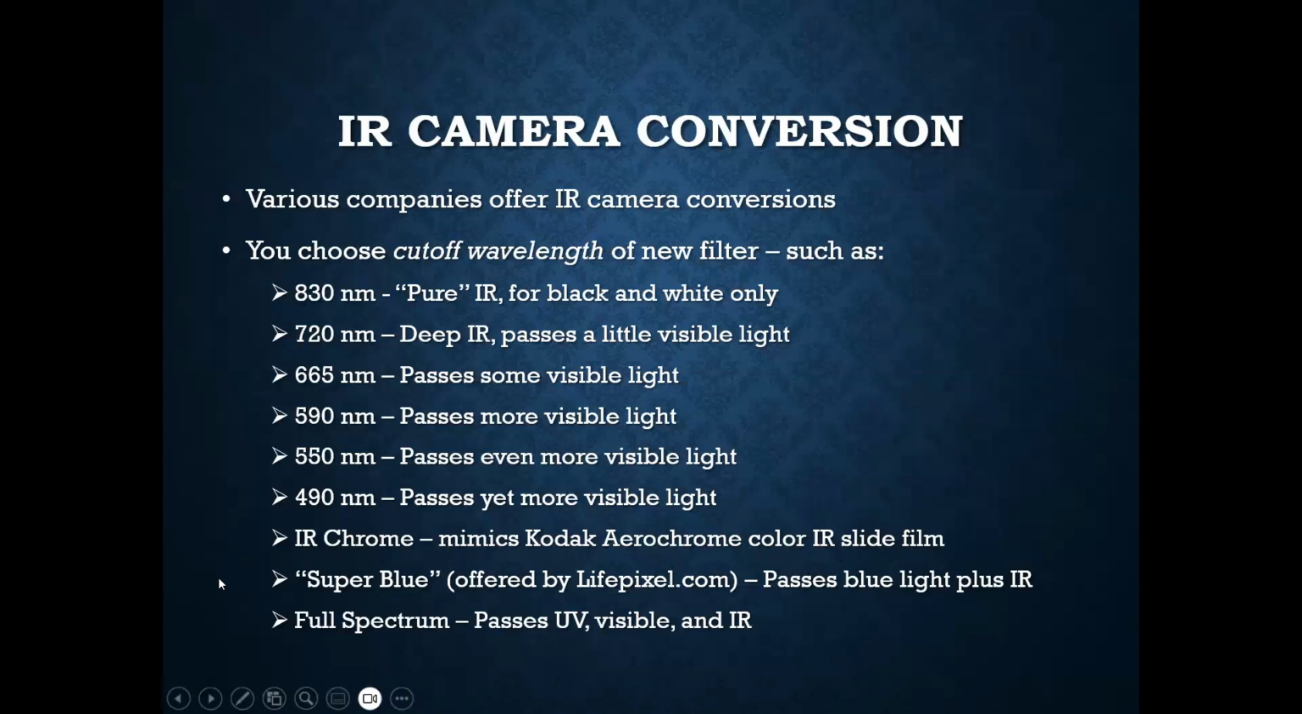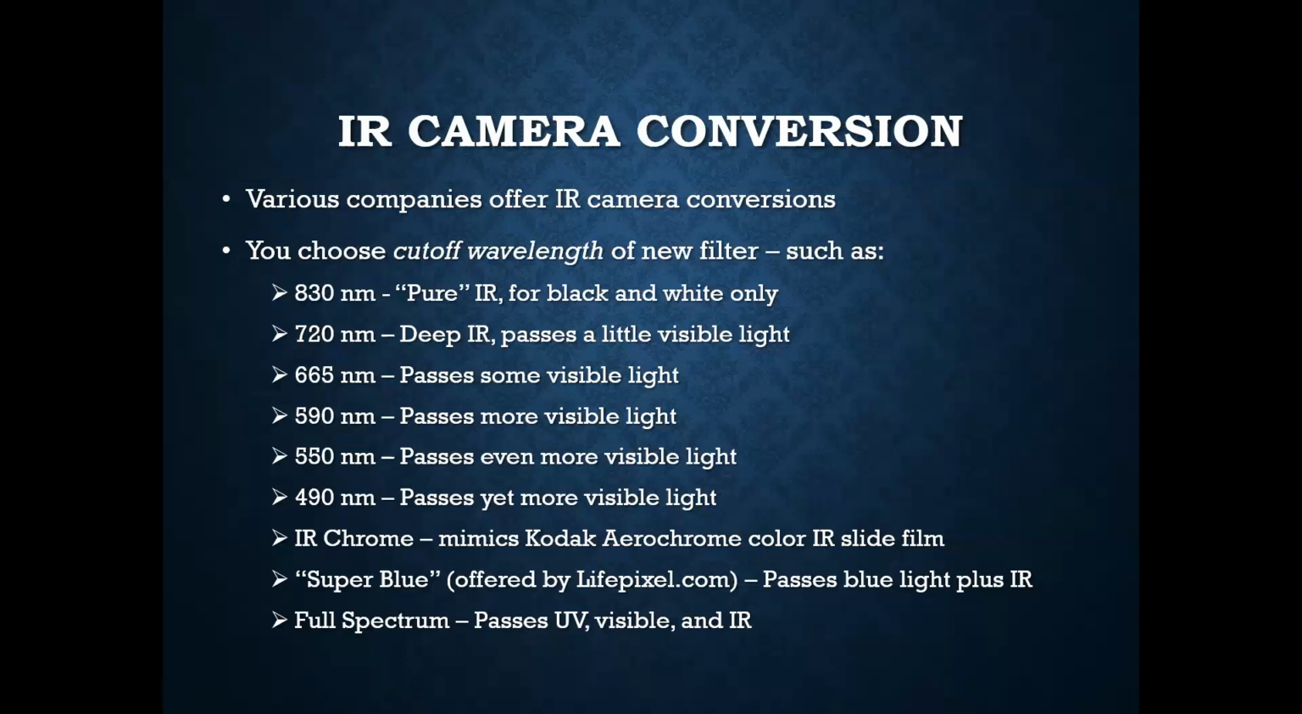And then there's one they call super blue, which I haven't tried, but it passes blue light in addition to infrared. So you can get blue skies in a color infrared photo. And some people like that. Again, you can do pretty much the same thing in post-processing in my experience, so I haven't bothered trying one of those. And as I've mentioned, full spectrum passes everything your sensor is capable of.